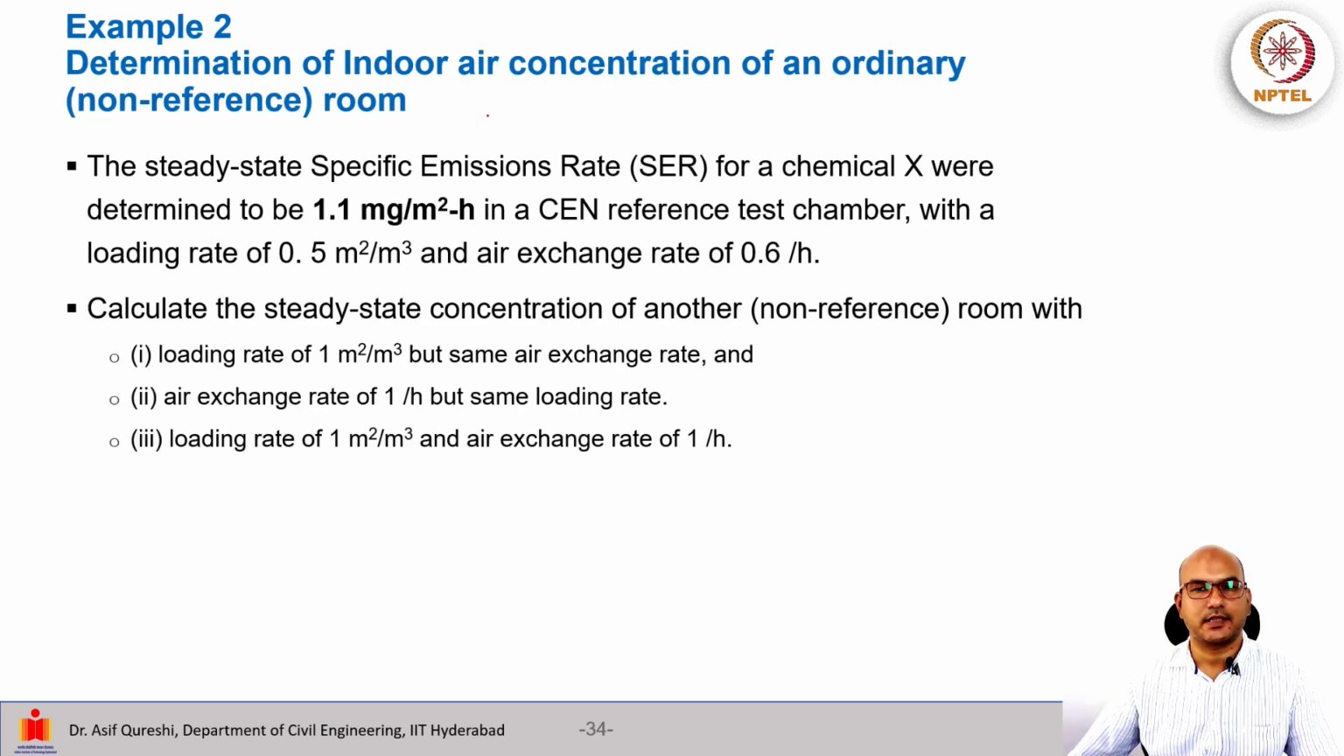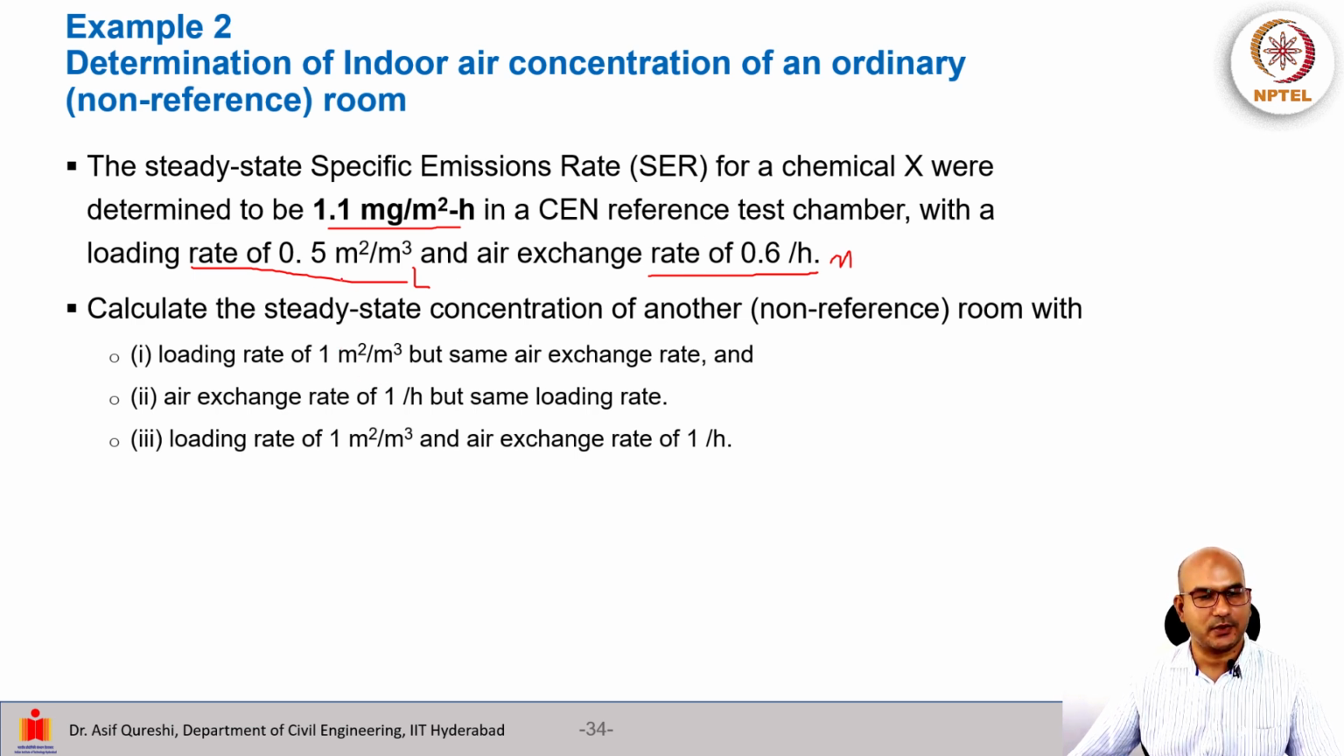So here we have another example where we are asked to determine the indoor air concentrations of an ordinary room, which is a non-reference room. Here the steady state specific emission rate is given, which was 1.1 milligram per meter square per hour. Loading rate is given and the air exchange rate is also given. Now we have to do 3 calculations. First, the steady state concentration of a non-reference room which had a loading rate of 1 meter square per meter cube, but the same exchange rate. So here instead of 0.5 we have 1.